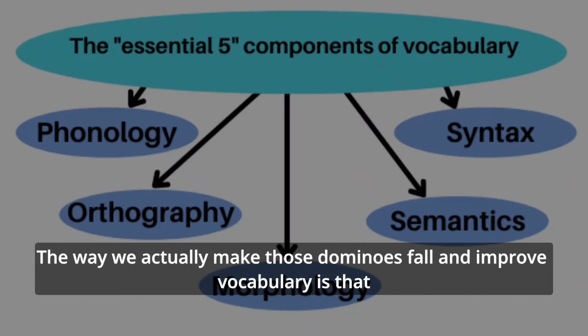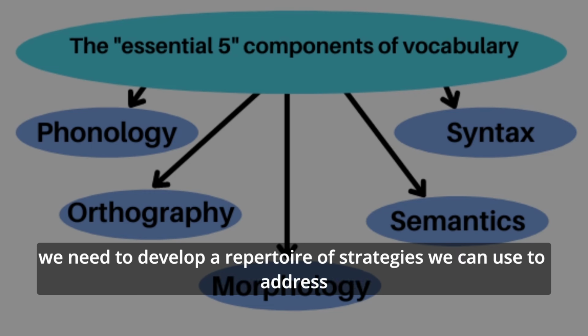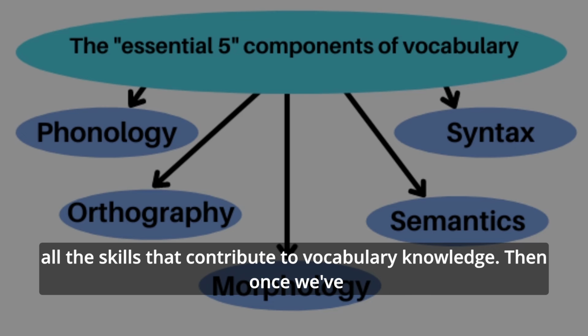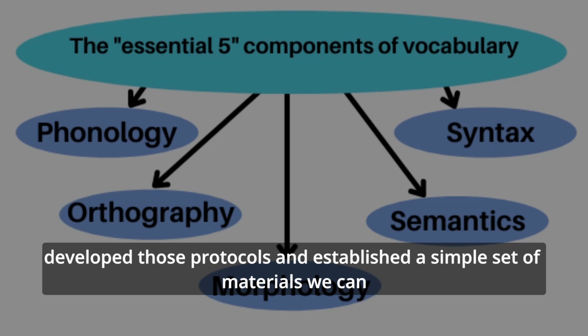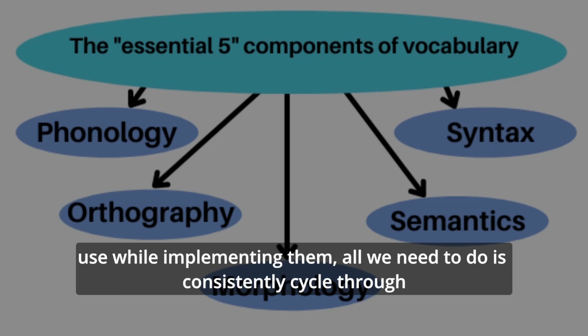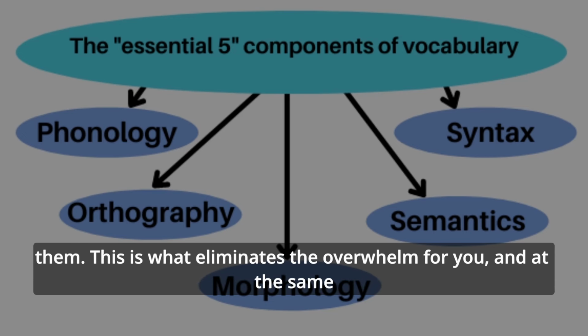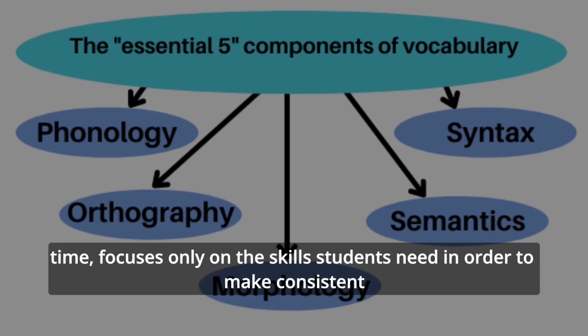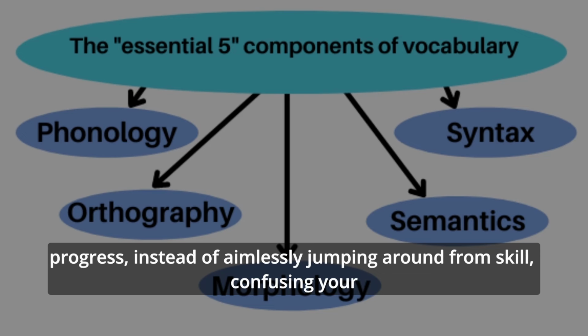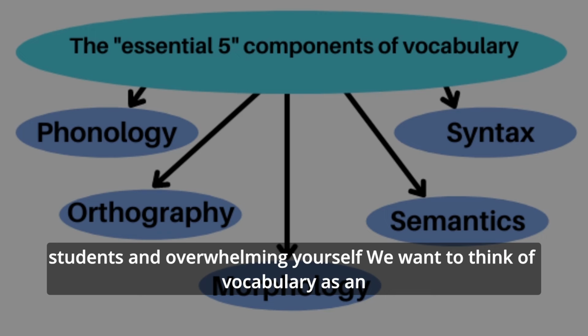The way we actually make those dominoes fall and improve vocabulary is that we need to develop a repertoire of strategies we can use to address all the skills that contribute to vocabulary knowledge. Then, once we've developed those protocols and established a simple set of materials we can use while implementing them, all we need to do is consistently cycle through them. This is what eliminates the overwhelm for you and at the same time focuses only on the skills students need in order to make consistent progress, instead of aimlessly jumping around from skill to skill, confusing your students, and overwhelming yourself.